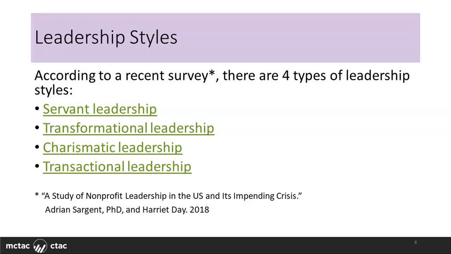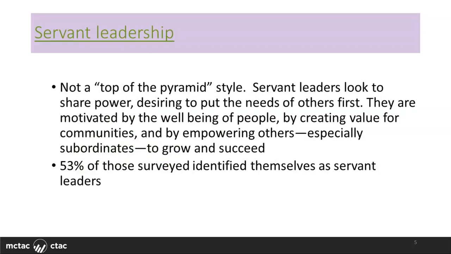So according to a study of the nonprofit leadership in the U.S. and its impending crisis, this is an article by Adrian Sargent and Harriet Day that came out in 2018, they identified through a survey 4 types of leadership styles. And they are servant leadership, transformational leadership, charismatic leadership, transactional leadership, as you see on these slides. So let's delve into these a bit.